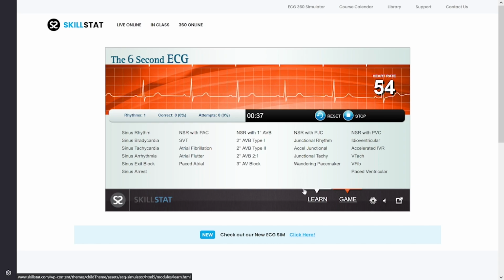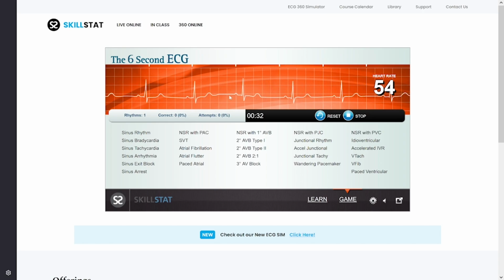Okay, so we have a heart rate at 54 beats per minute. That's already pretty slow. We can look and we have an upright P wave. There's only one P wave. This is our T wave over here. For each beat, we have our nice and tight QRS complex. The P waves match with the QRS complexes. The P waves match with the P waves. The QRSs match with the QRSs. So what am I going to call this rhythm, guys? I'm going to call it sinus bradycardia.